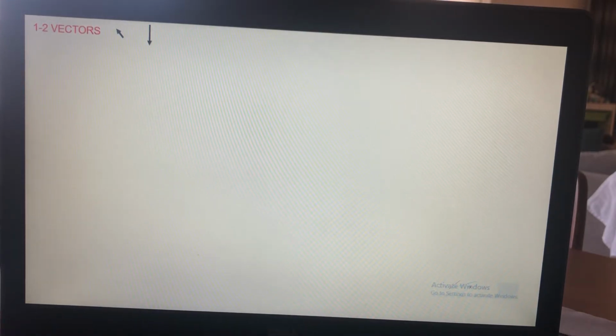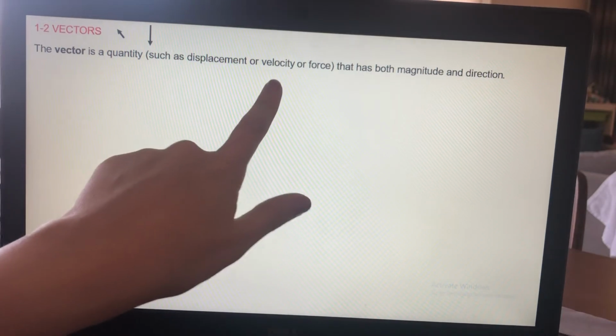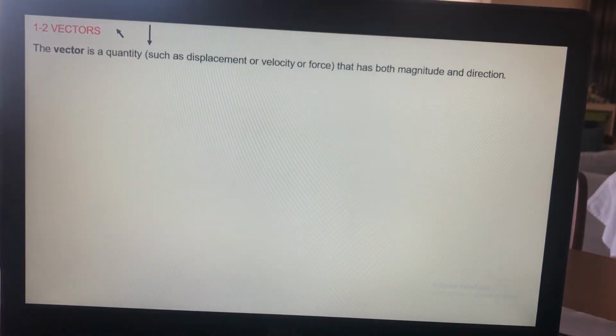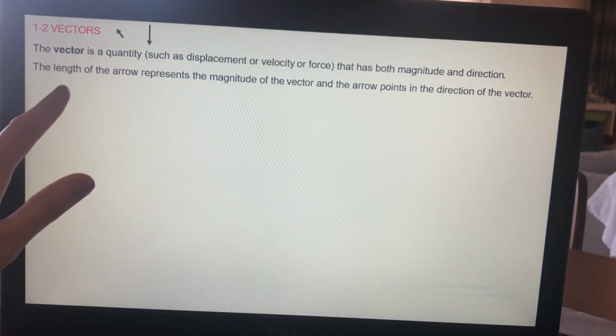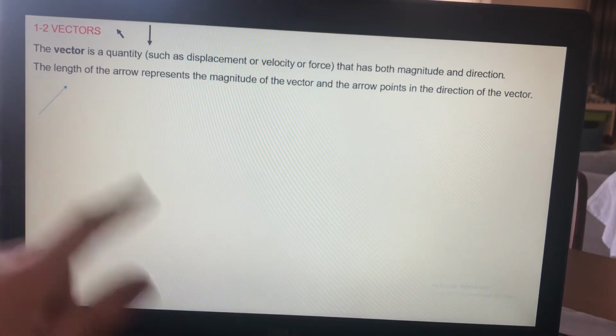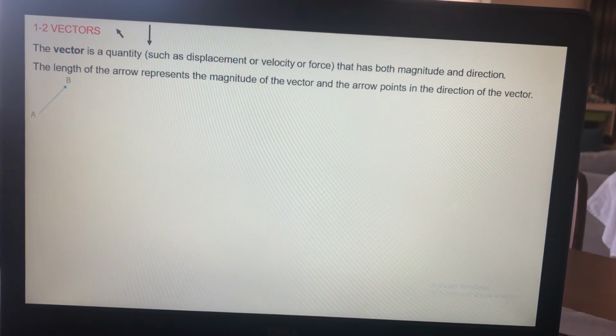As we said, vectors are quantities that have both magnitude and direction. As an example, we can give a velocity vector or a force vector, and I showed you one figure example in the previous section, if you remember. The length of the arrow represents the magnitude of the vector, and the arrow points in the direction of the vector. Here you go, this vector is showing the direction northeast, and the length of the vector is the magnitude of this arrow, okay?